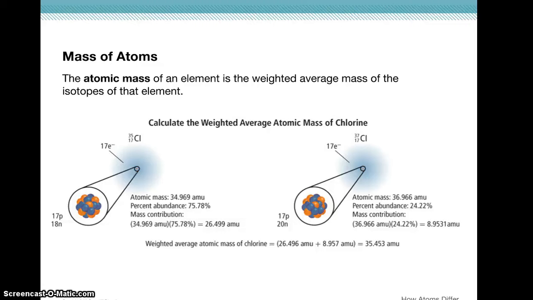So to find the weighted average, you're going to look right here. You're going to take the mass of the isotope. You're going to multiply by the percent, and remember you have to take your percent and turn it back into a decimal, and that's going to give you the mass contribution from each isotope. And then to find the average atomic mass, we add up all the contributions, and this number should be what's on the periodic table. That's the weighted average that we see on the periodic table.